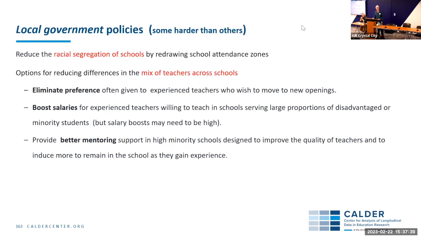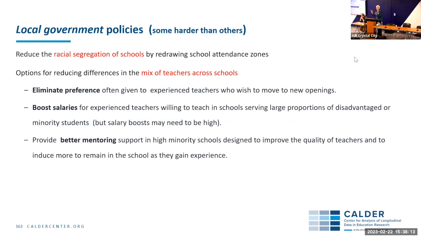We need to talk about policies at the district or county level. And here, the most obvious one is to reduce the school segregation across schools within a county. I've noted at the top, some of these are hard to do. I mean, we could say, well, let's just reduce racial segregation. That's very hard for many districts to do, and I want to acknowledge that.